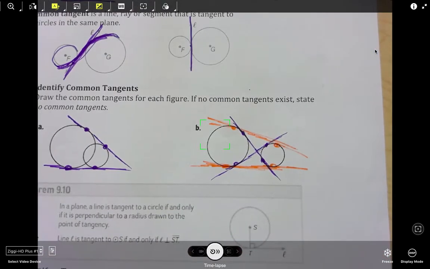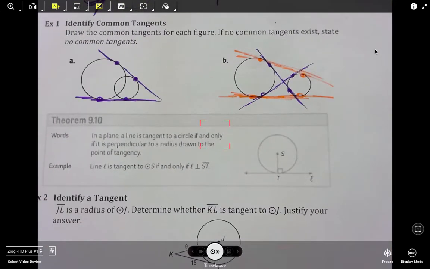So there's four common tangent lines in part B. They're kind of like gears going around those, or pulleys going around those gears. Okay, all right. Theorem 9.10.